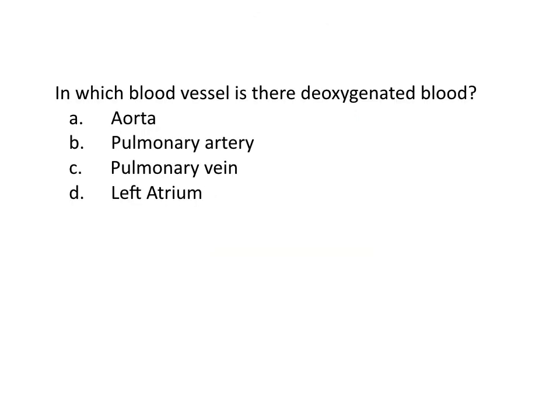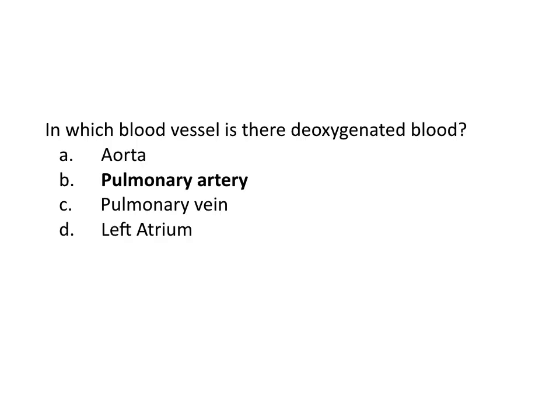Now some questions. In which blood vessels is there deoxygenated blood? Blood without oxygen. Aorta, pulmonary artery, pulmonary vein, or left atrium? Well, right away, the left atrium isn't a vessel, so you can exclude that. You should remember aorta is the biggest one in your body that carries the oxygenated blood to all your body. Pulmonary artery, do you remember what that one is? Pulmonary vein. The correct answer is a pulmonary artery. That's the artery that carries blood from your heart to your lungs, so it's deoxygenated.